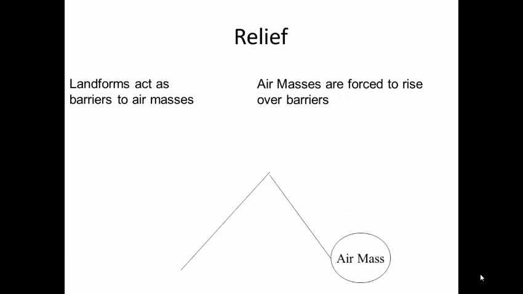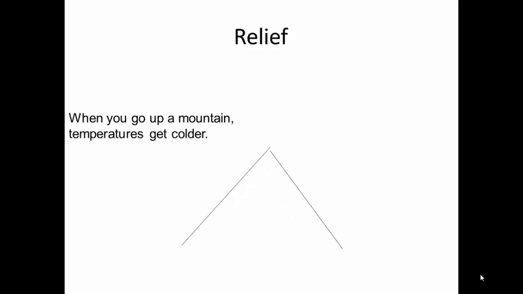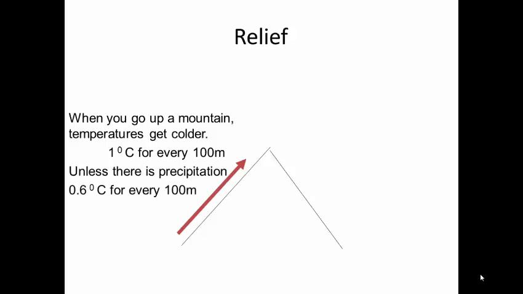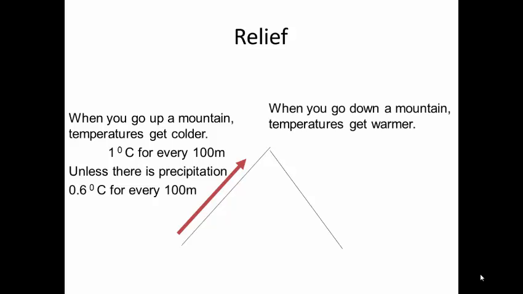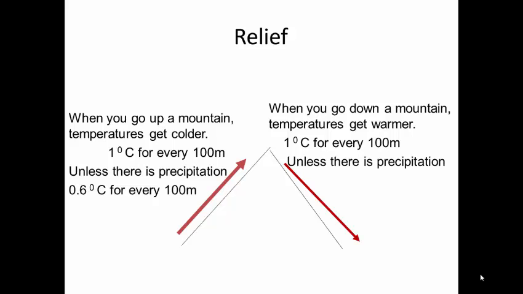The other thing you need to remember are the rules of climate and elevation. They are: when air masses rise, the temperature gets colder by 1 degree Celsius for every 100 meters, unless there is precipitation. Then the air mass cools at 0.6 degrees Celsius for every 100 meters. When an air mass loses elevation, the temperature gets warmer 1 degree Celsius for every 100 meters, unless there is precipitation. And then it warms 0.6 degrees Celsius for every 100 meters.